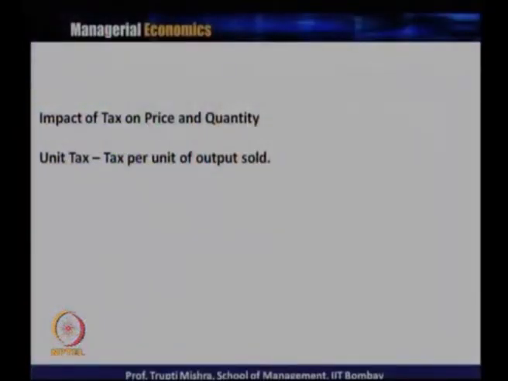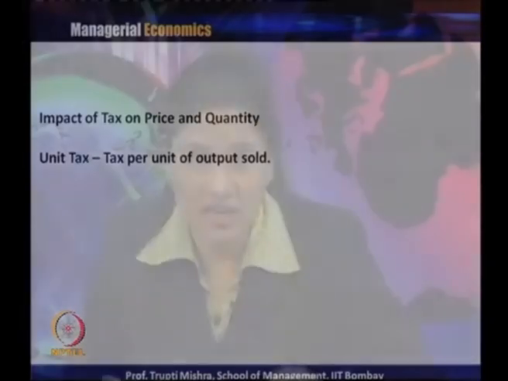In this case, we will take the case of the unit tax, which is generally the tax per unit of output sold, and we will see how it affects the price and quantity. Whenever a tax is imposed, who takes the tax burden, whether it is the buyers or the sellers, we will analyze through graphical representation. Now let us see different cases and scenarios of how the tax burden gets shared between the supplier and the buyer.